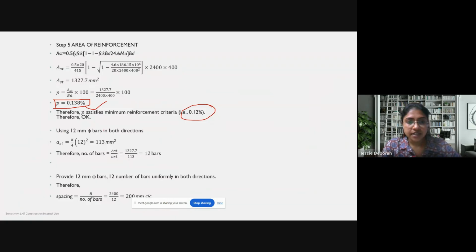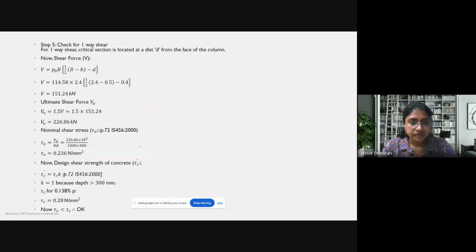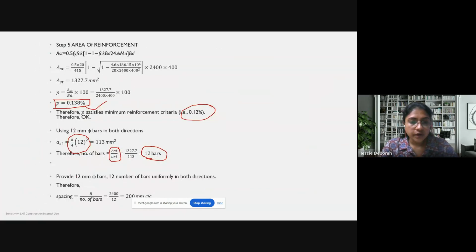Okay. Now using 12 dia bar in both directions. So ast is equal to pi by 4 into d square, that is going to be 113. Therefore number of bars is equal to capital Ast by small ast. That is 1327.7 divided by 113, which is going to be 12 bars. So we are going to provide 12 dia bars, 12 numbers uniformly in both directions.